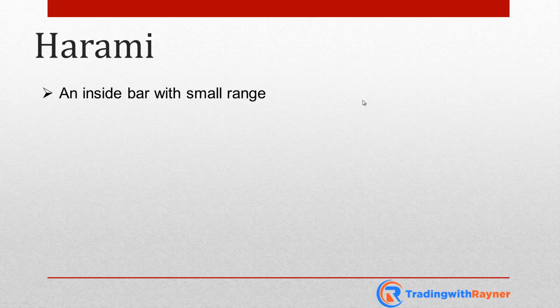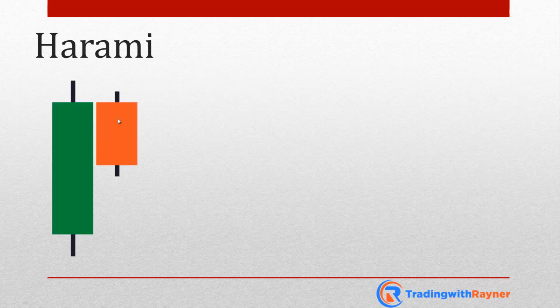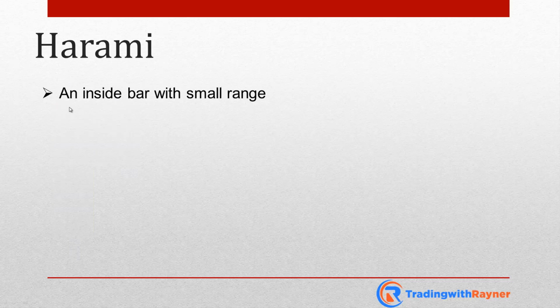So it's actually the opposite of the engulfing pattern. You can see that this candle is inside the first candle. You can see that the range of this candle is contained by the previous candle. So this is what I mean by harami, otherwise known as an inside bar.